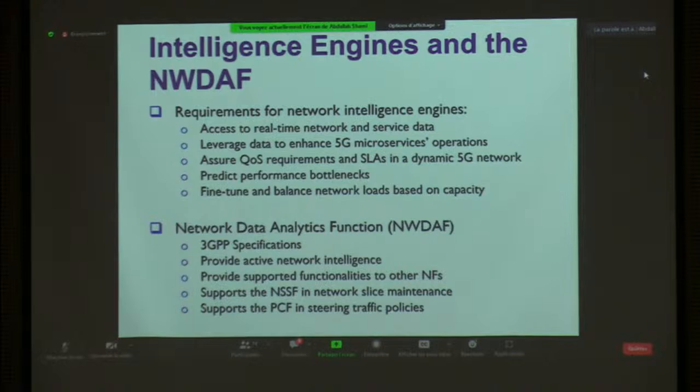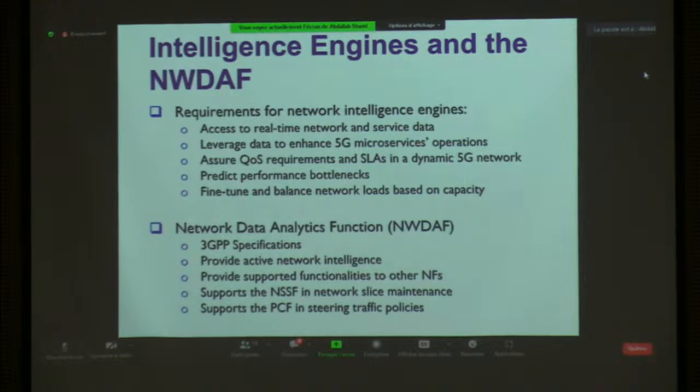So here, to build the network functions inside the core, basically we need to follow certain requirements. First, each one of those network functions, or this network data analytic function, should have access to real-time network and data services, and it should leverage data to enhance 5G microservice operations. It should assure public service requirements and service level agreements in a dynamic network environment. It can be used to predict performance bottlenecks, and also to fine-tune and balance network loads based on capacity or other metrics.